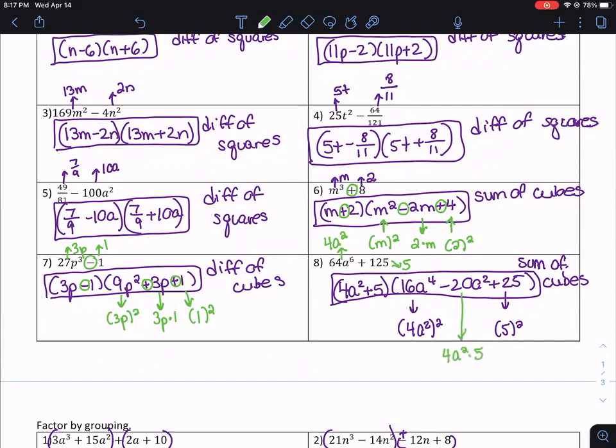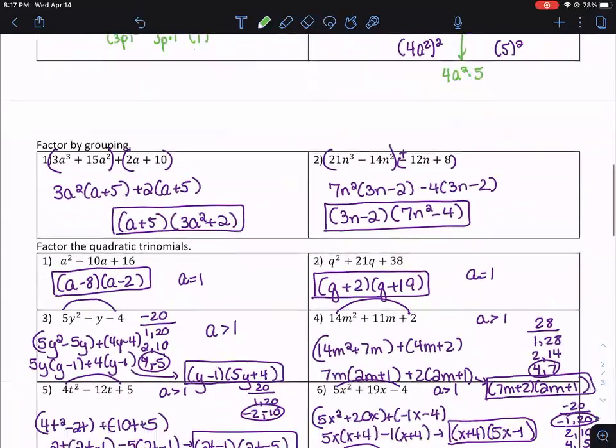So make any corrections that you need, and then let me know if there are any questions. And then we're going to go to our second page. So far, I think this is going relatively smoothly. I'm hoping you guys are building that confidence in your recognition as well. Okay, I'm just going to pause for a moment to let you catch up. Okay, and now let's go down to factor by grouping.